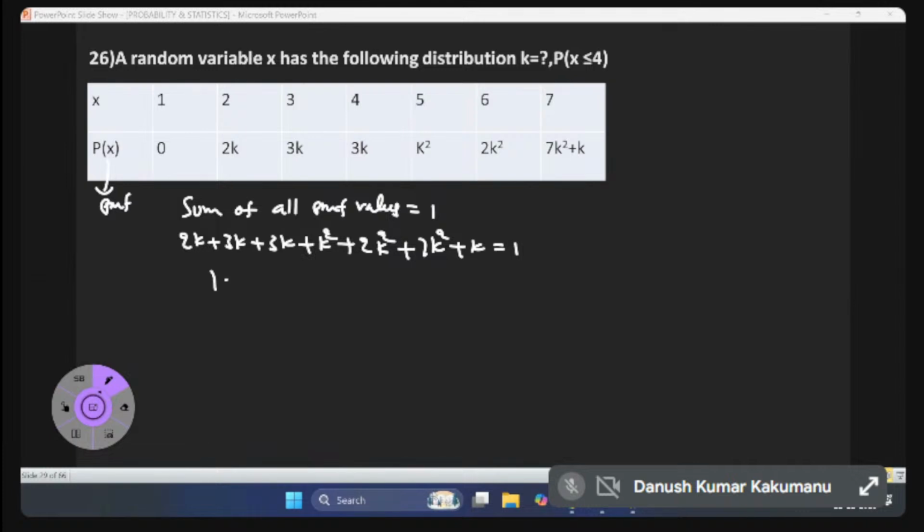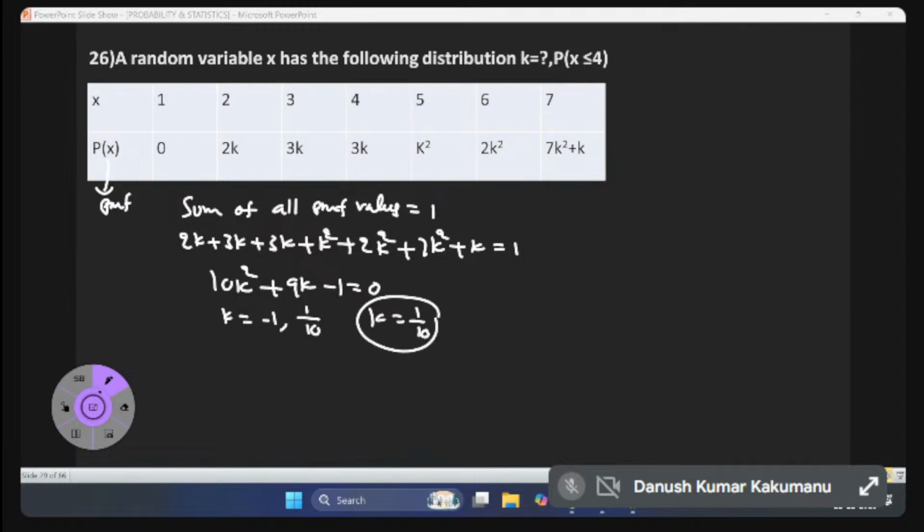This gives 10k square plus 9k minus 1 equals 0. From this you get the k values minus 1 and 1 by 10. Which value is to be considered? All of you know why minus 1 is not considered: it would make the probability negative. k equal to 1 by 10 is the correct answer.